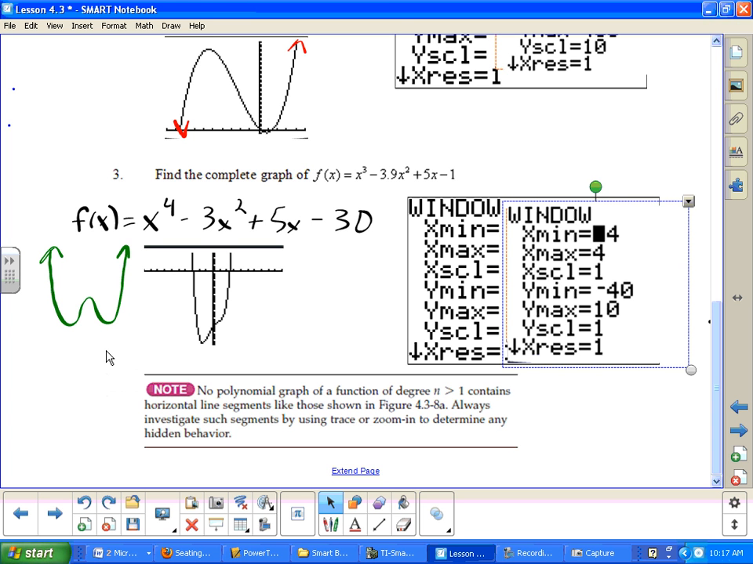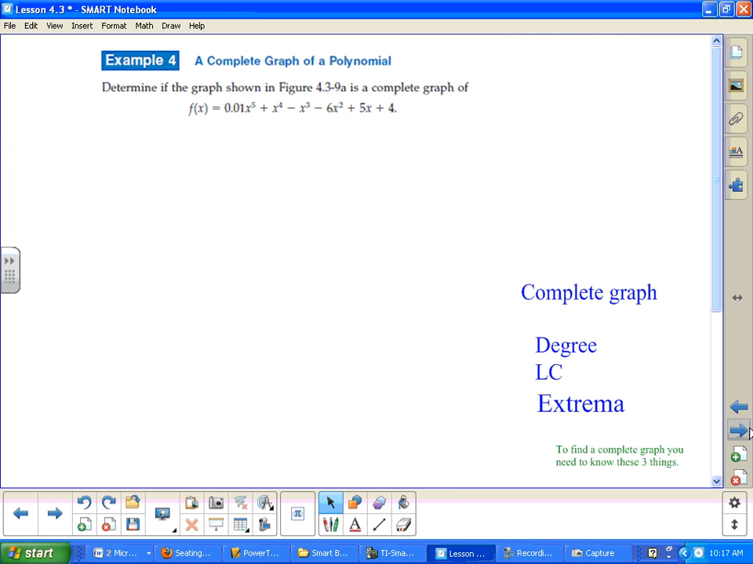No polynomial graph of a function of degree greater than 1 contains horizontal line segments. So if you ever see any horizontal line segments, then you have to do a little bit of work with them. Okay, we have one more example to do.